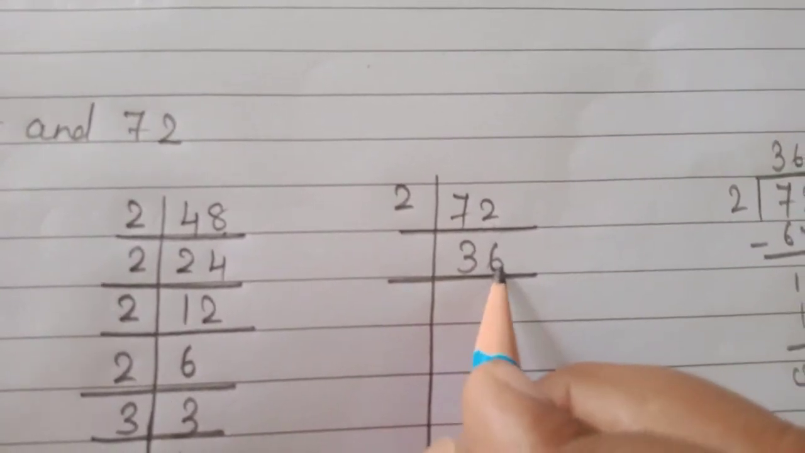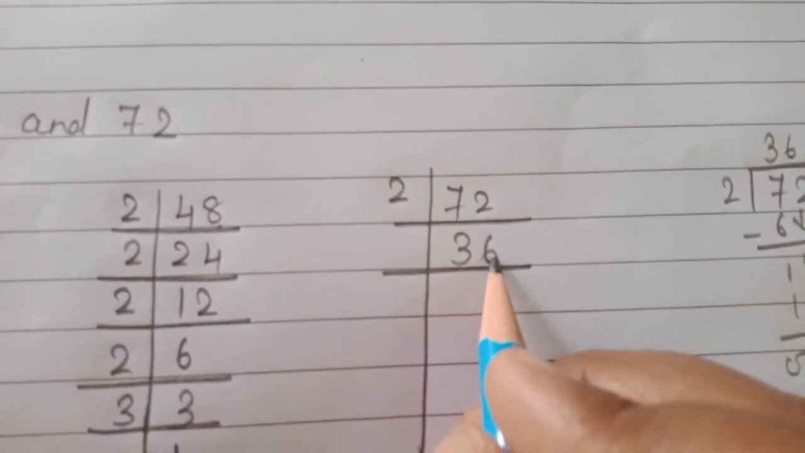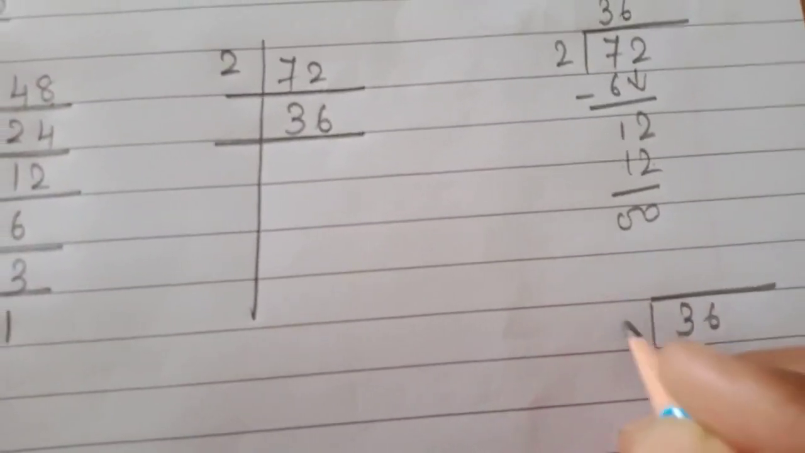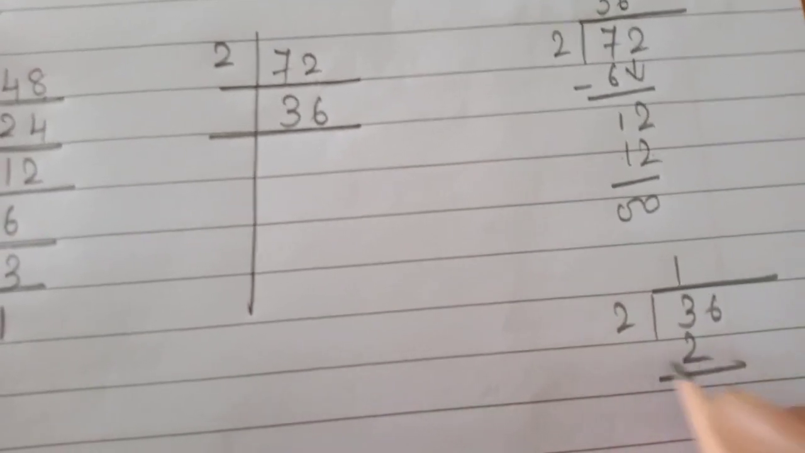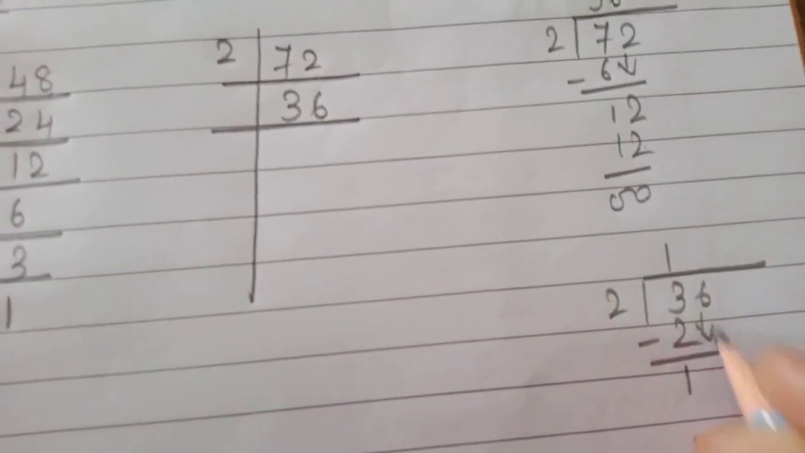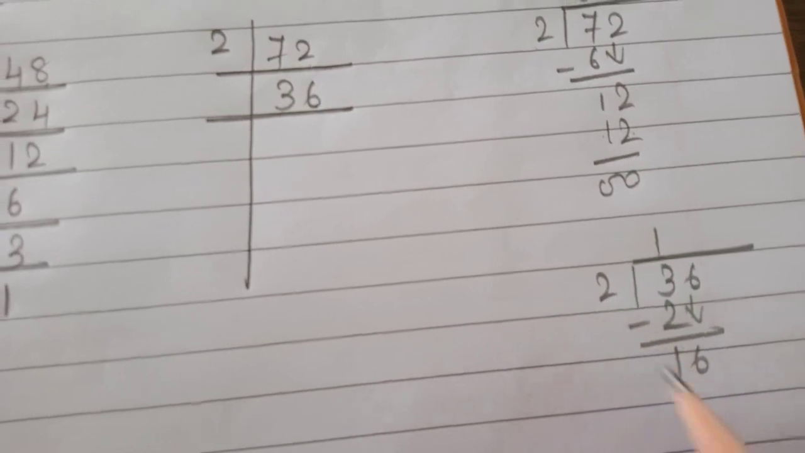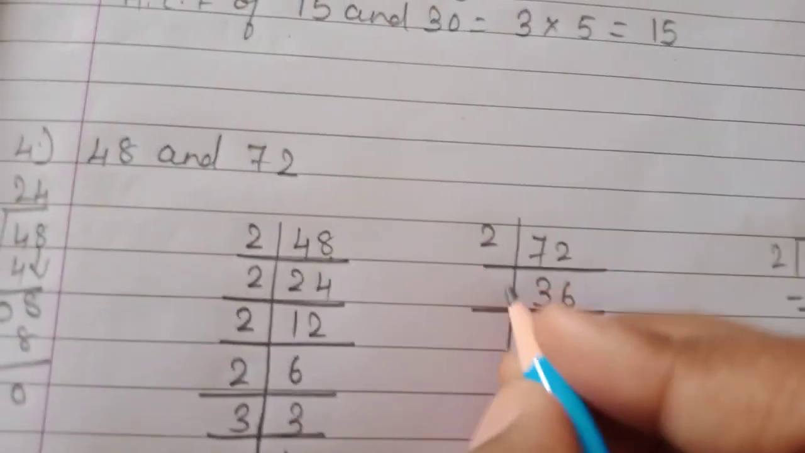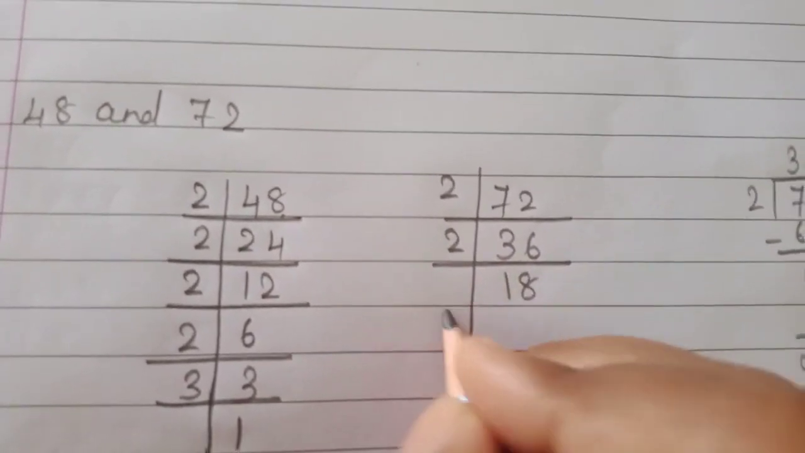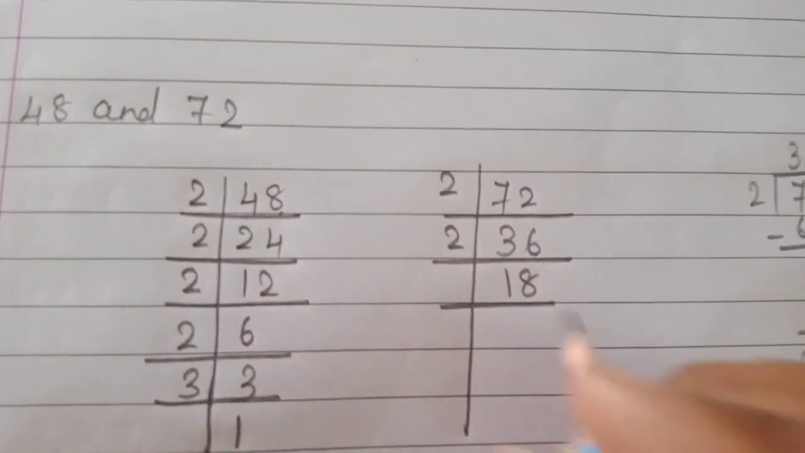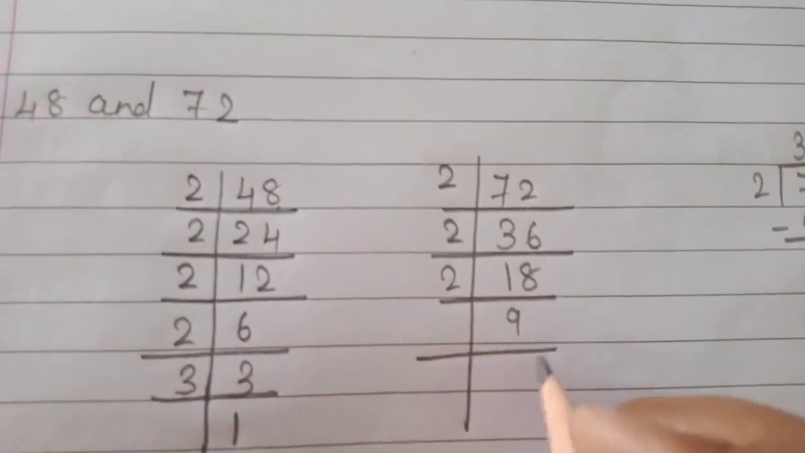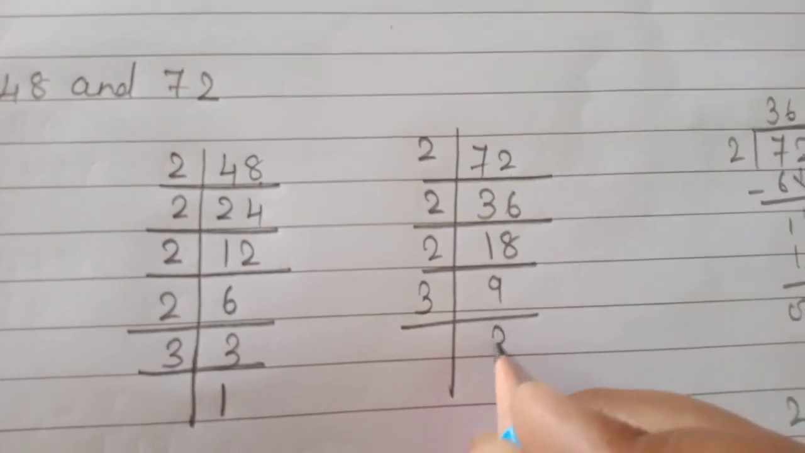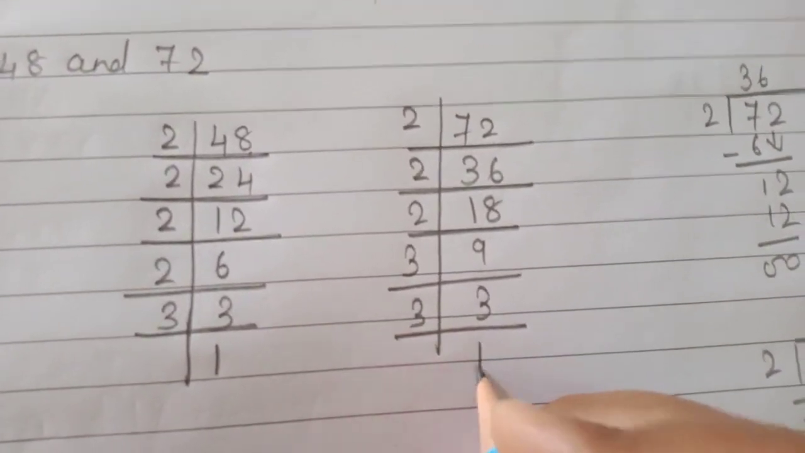So again here in ones place even number 6 is there, so it is divisible by 2. So in 2 table when 36 will come, 2 1s are 2, 3 minus 2 is 1, so the 6 will come down, it will become 16. So in 2 table when 16 will come, 2 8s are 16, so we will write 2 18s are 36. In 2 table 18 will come, yes, 2 9s are 18. Now in 2 table 9 will not come, so we will move to 3 table. 3 3s are 9, then 3 1s are 3.